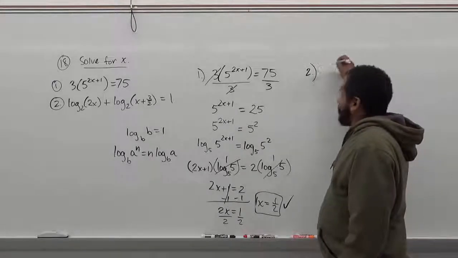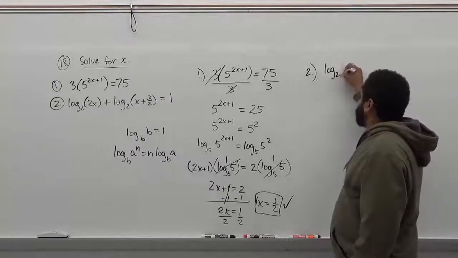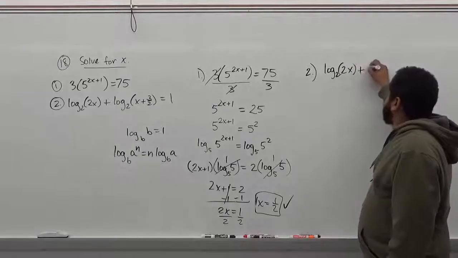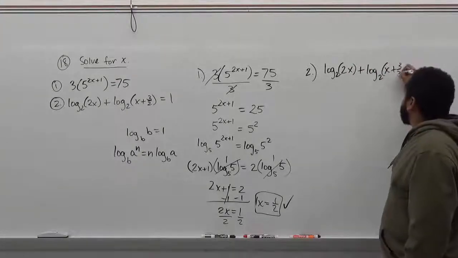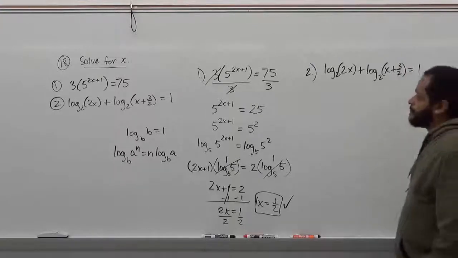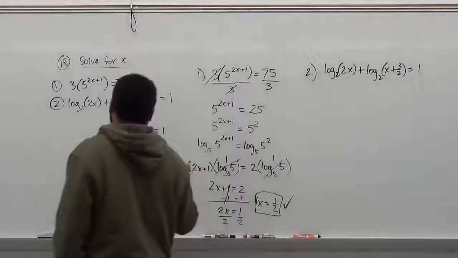Part 2 says log base 2 of 2x plus log base 2 of (x plus 3) over 2 is equivalent to 1. And to do this one, we need to know a couple other rules of log.